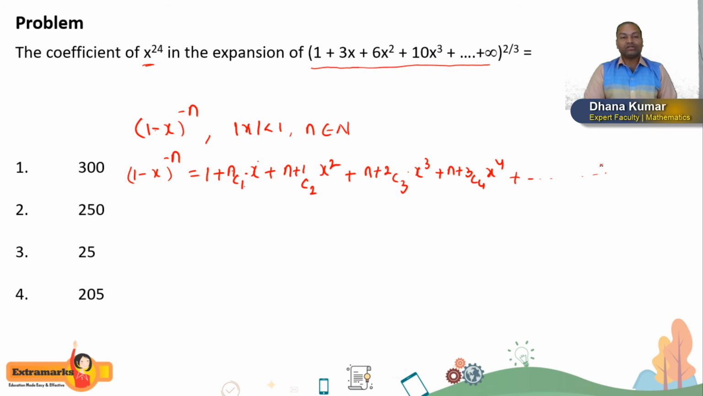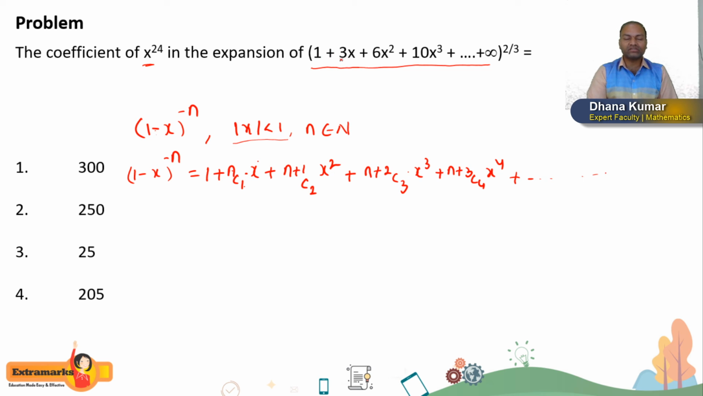Okay, right, this is the formula for what? (1 minus x) whole power minus n, and this formula is applicable only for two conditions. What are those conditions? Mod x less than 1 and small n is a natural number. Only when these two conditions are satisfied is this formula applicable. Okay, fine. Now let us come to this problem.